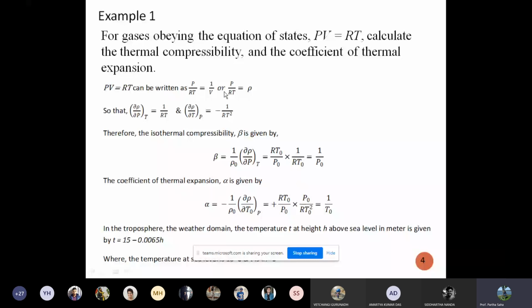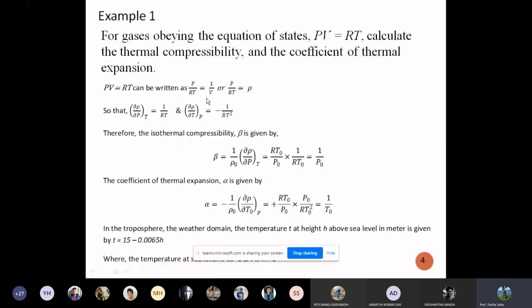So rho equals 1 over V, or 1 over V is equal to rho. If you take the partial differential, del rho by del p at constant T, it will be 1 over RT. Or del rho by del T at constant p. So actually you're differentiating with respect to P, keeping temperature constant. Here you are differentiating with T, keeping pressure constant. So del rho by del T at p will be minus 1 over RT squared.